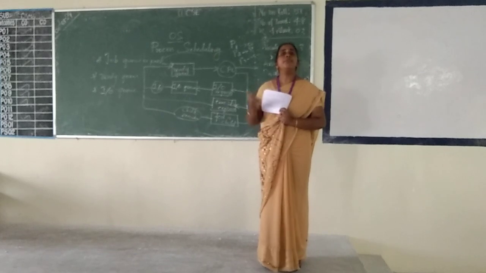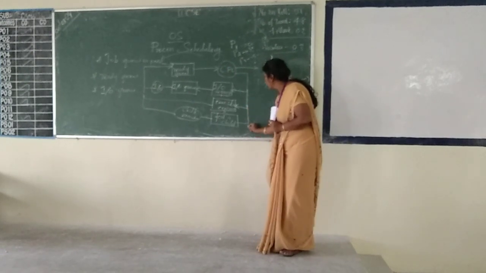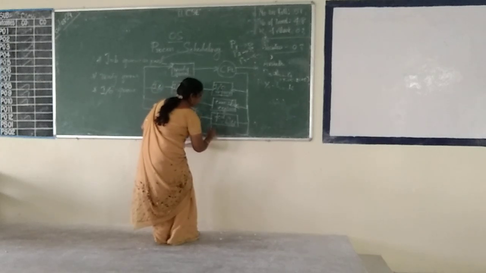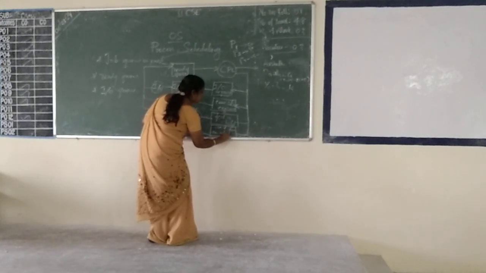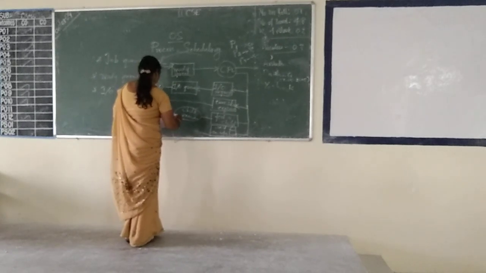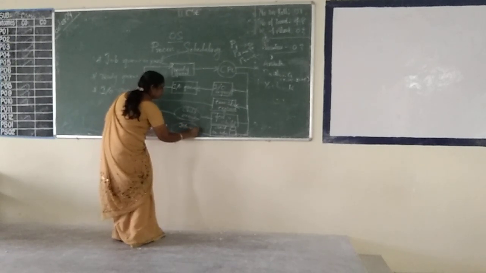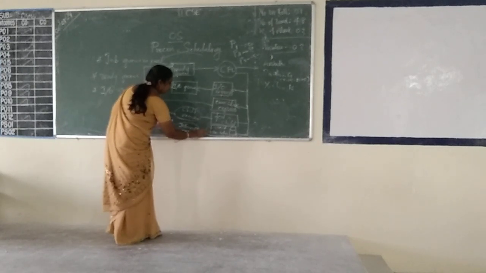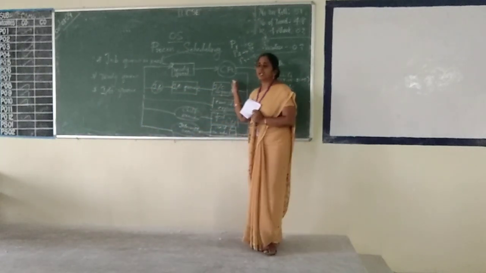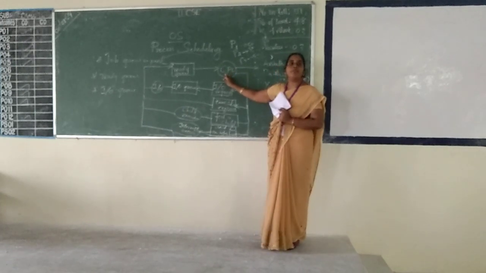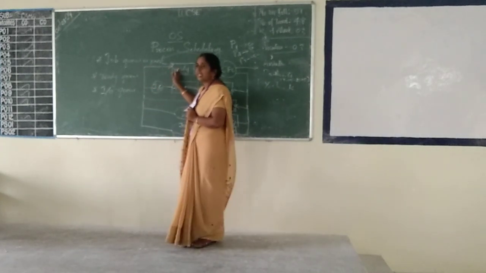Then another condition is if any interrupt occurs. In that case also the process can be removed from the CPU. If any interrupt occurs, at that time the process will be removed from the CPU and it will process the interrupt service routine. After that, the process will be stored in the ready queue.